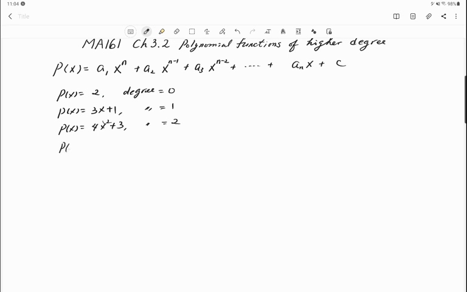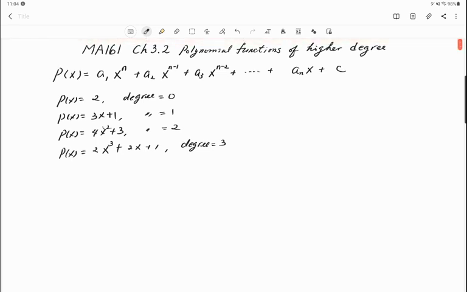And then a polynomial p of x is 2x to the third power, and then we may have an x term, or we may have an x squared term. It doesn't matter. Then what's the degree? The degree is 3. So the degree of a polynomial is the degree of the highest term. If a term has the largest exponent, then that is the degree of the polynomial.